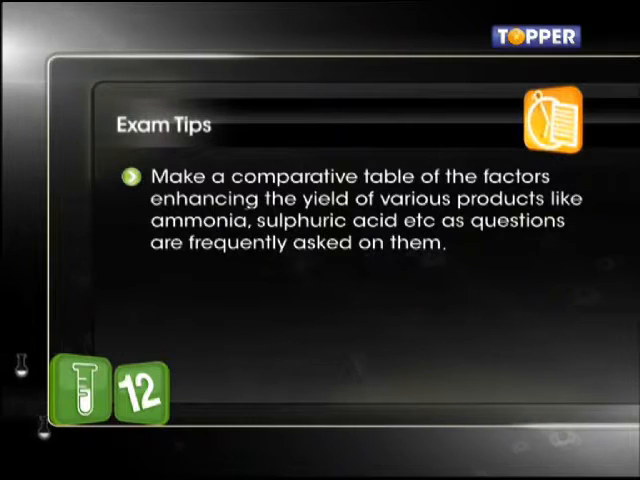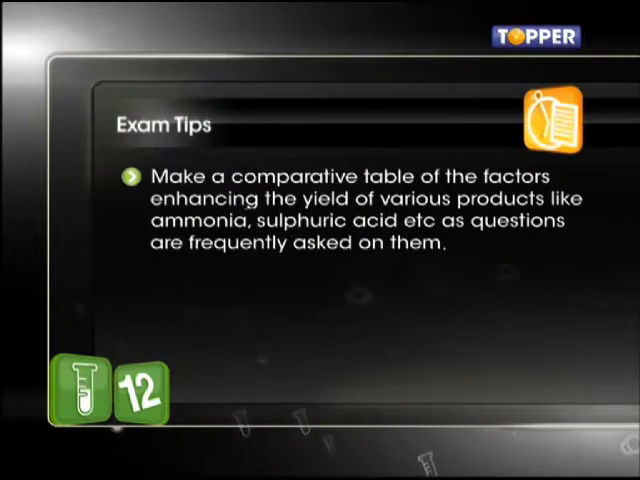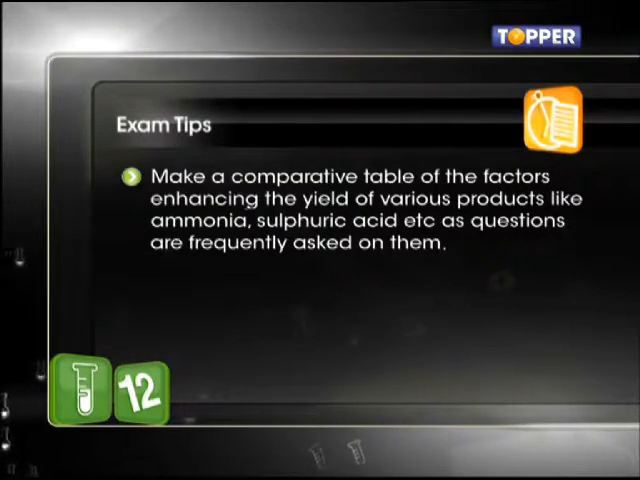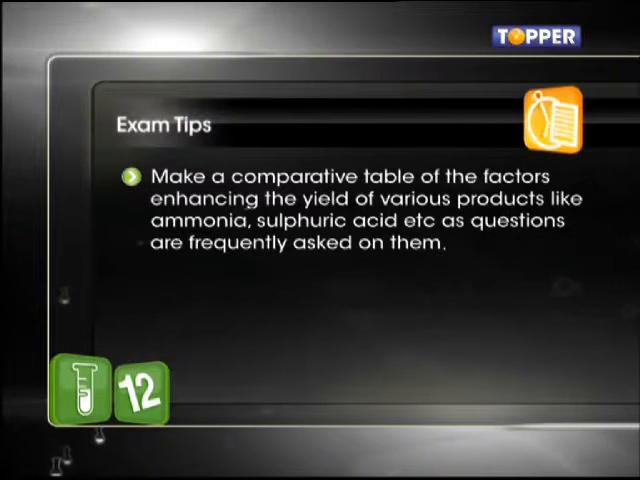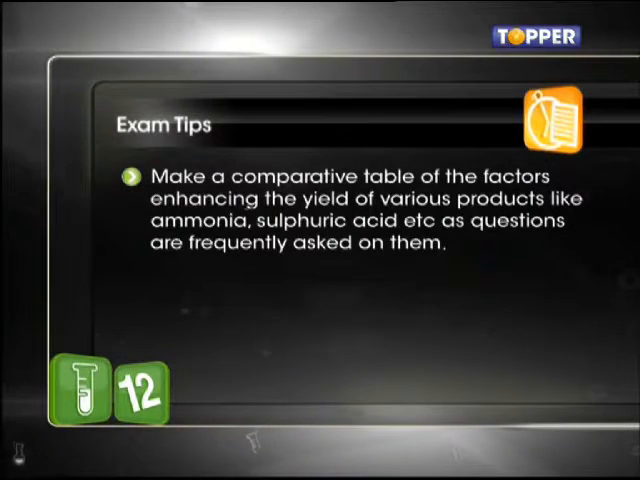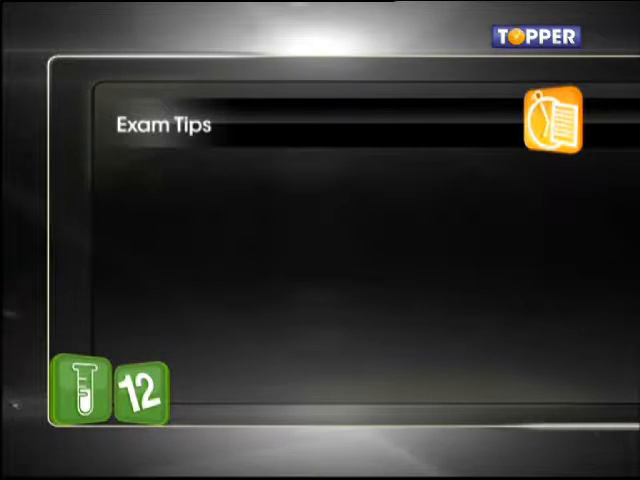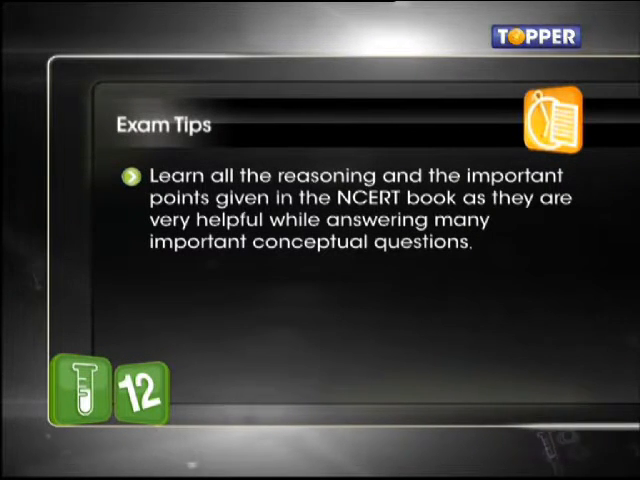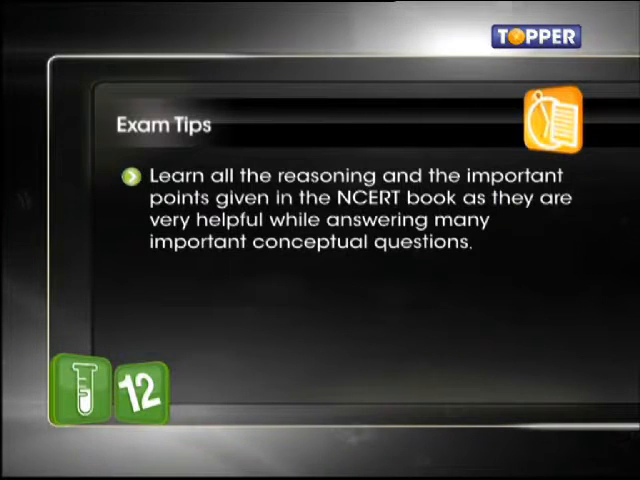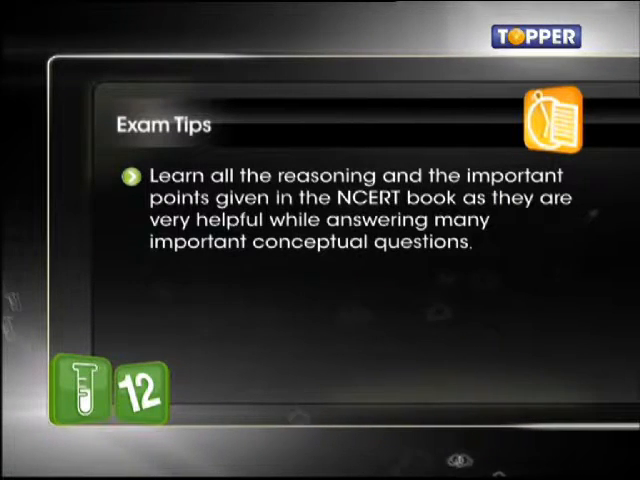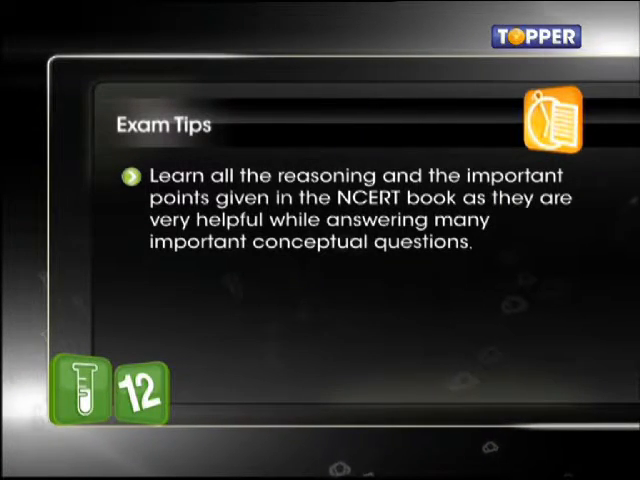Also make a comparative table of the factors enhancing the yield of various products like ammonia, sulfuric acid, etc., as questions are frequently asked on them. And learn all the reasoning and the important points given in the NCERT book, as they are very helpful while answering many important conceptual questions.